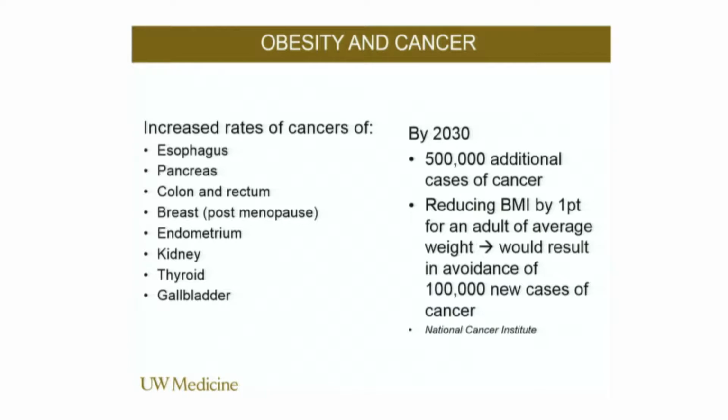Most of the major organ systems, we're going to see a rise in cancer due to obesity, and they estimate by 2030 we're probably going to see about 500,000 additional cases of cancer directly related to obesity and its impact on cancer. But as Dr. Scher showed you, even a small reduction in weight can improve your health. Similarly, a small reduction in your BMI can also reduce the risk, and if the population reduces their BMI by 1 percentage point, that would probably take out 100,000 new cases of cancer for this estimation.